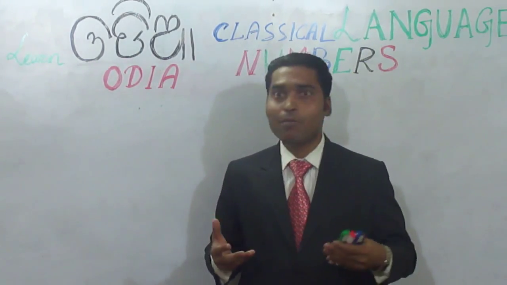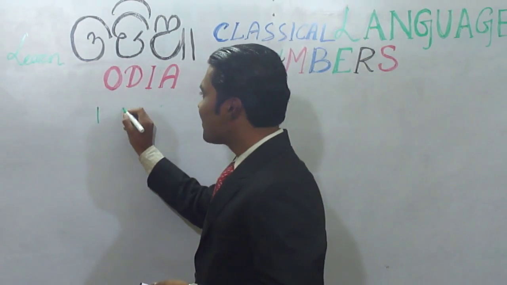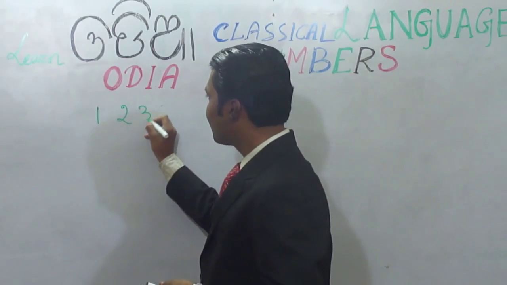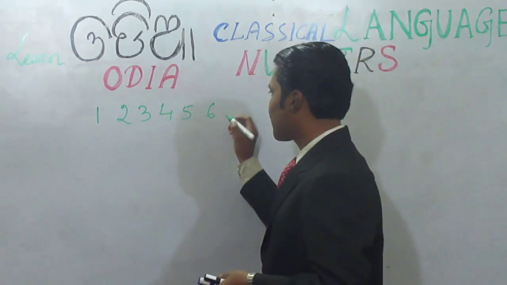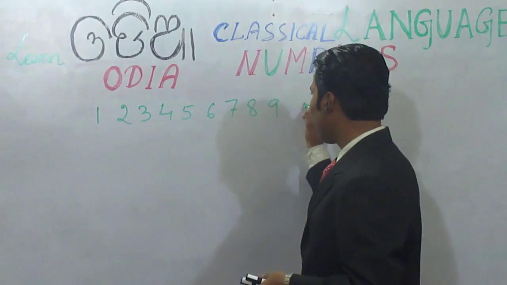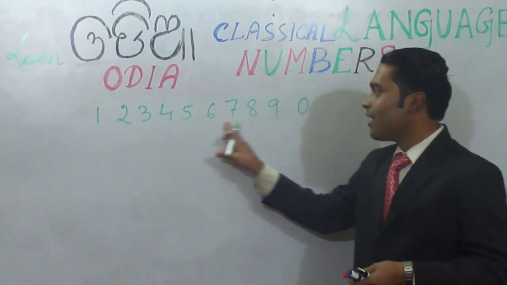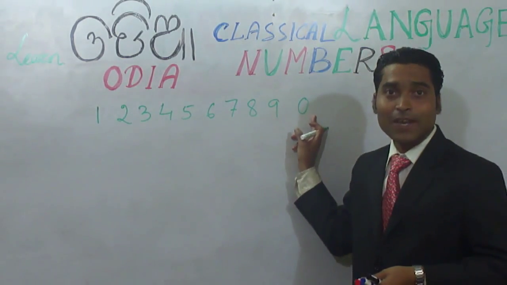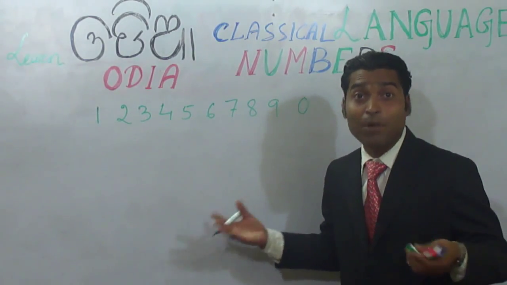If I write, it will be better for you. You just see: 1, 2, 3, 4, 5, 6, 7, 8, 9 and 0. Are you getting my point? So these are the numbers in English language. So we have to relate this one with ODIA numbers.